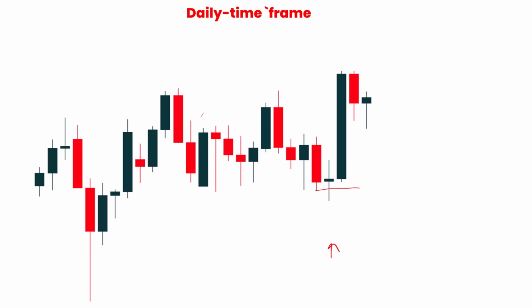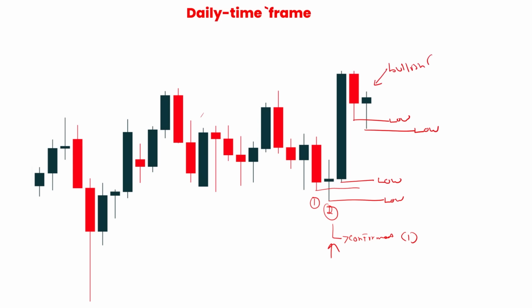We have this first candle. Let's say this is your first candlestick. This is your second candlestick. This second candlestick here is your confirmation, let's say confirmation number 1. So that means we'll be waiting for the market to trade below this low here, or maybe this low here. Then we have this low here. But on the next candlestick, we can see that we have a low, but then price closed bullish. That means right now we have the second confirmation here.